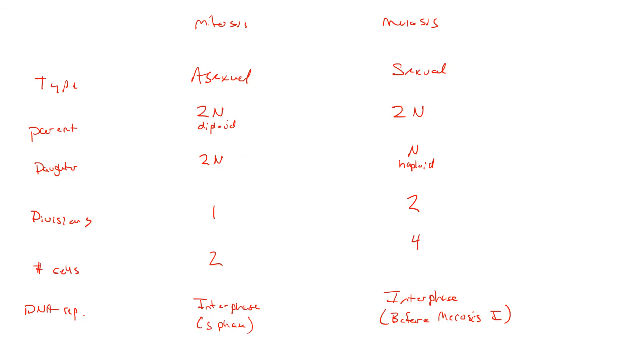So it only happens once. We don't go to interphase in between. We don't do that again. We don't go through DNA replication again. There's 2 stages of division, but only 1 stage of copying.